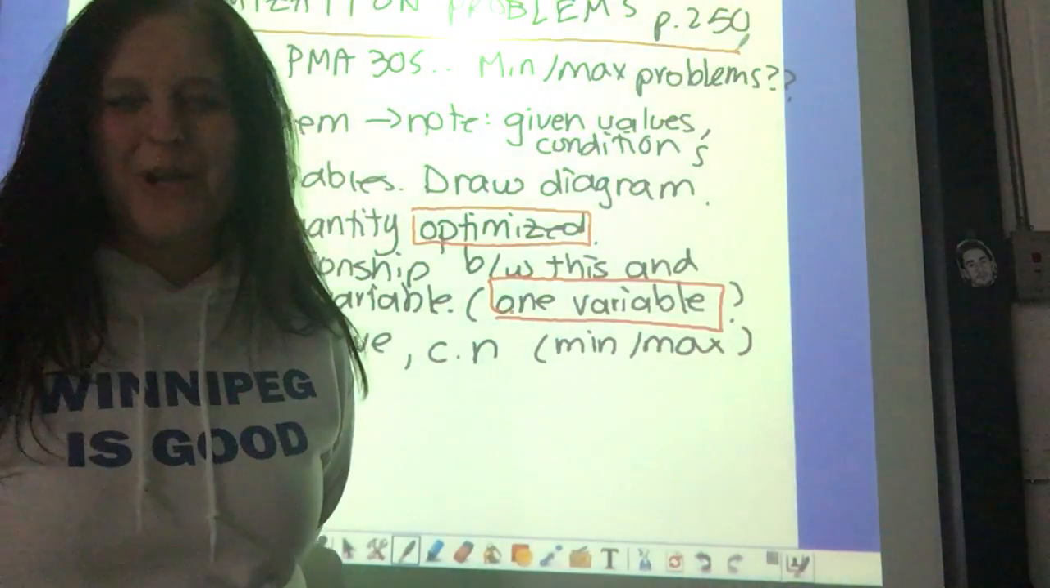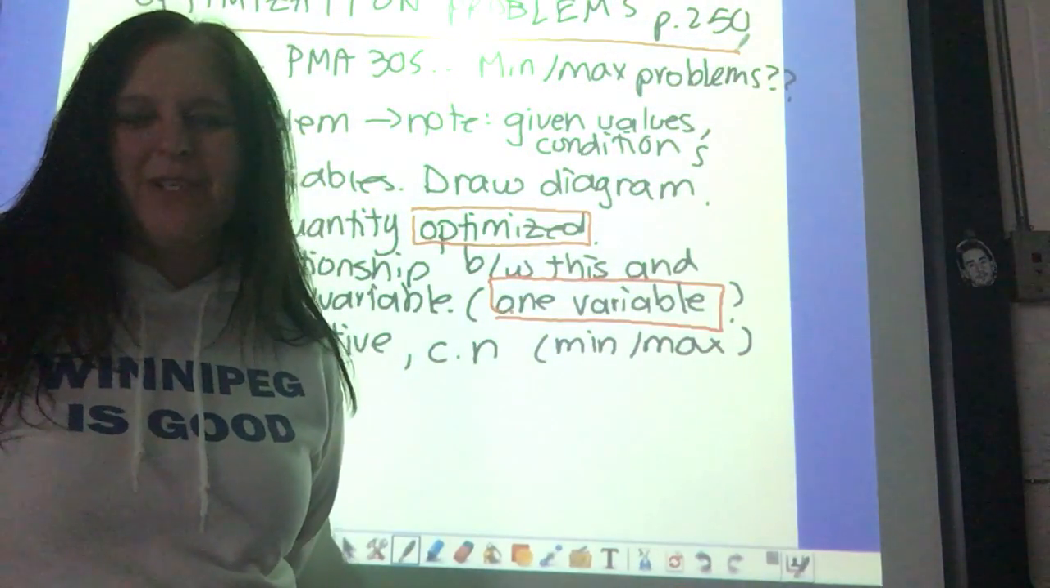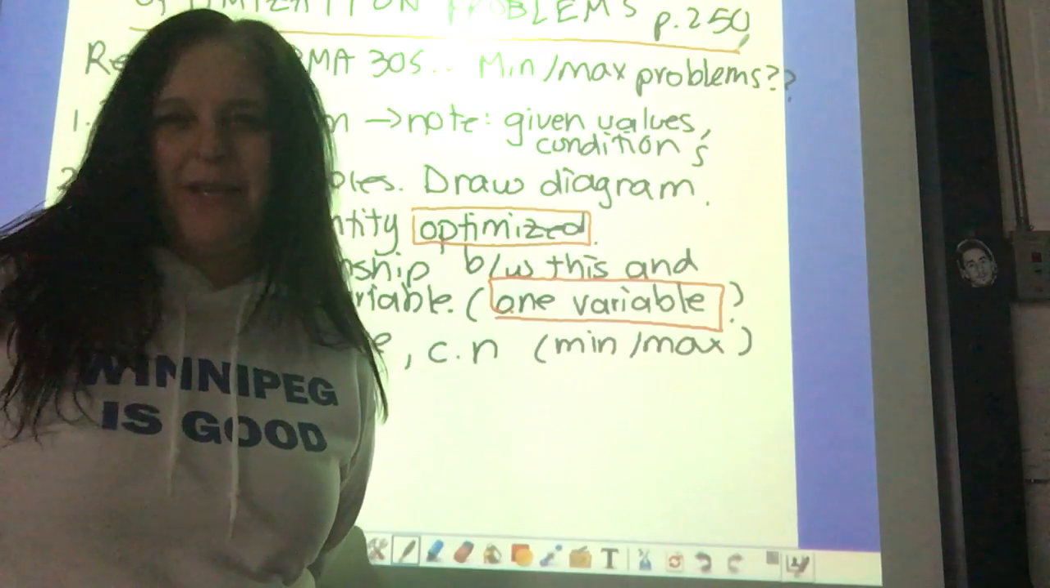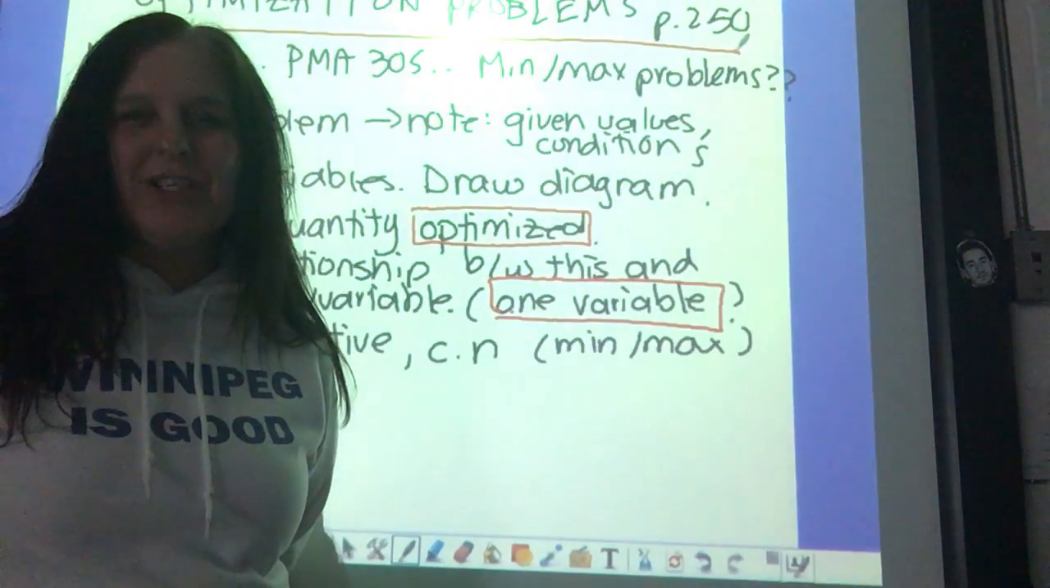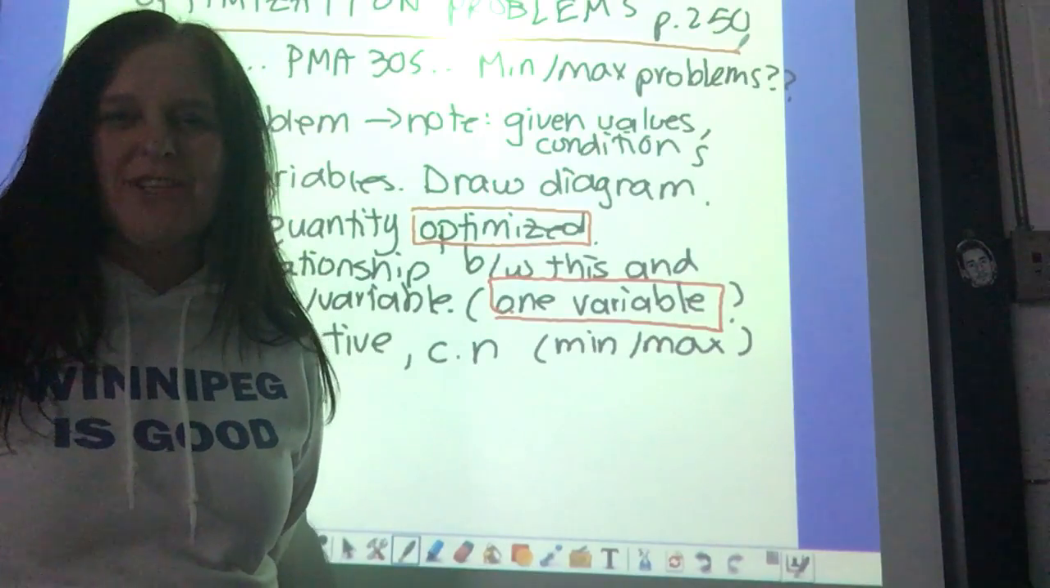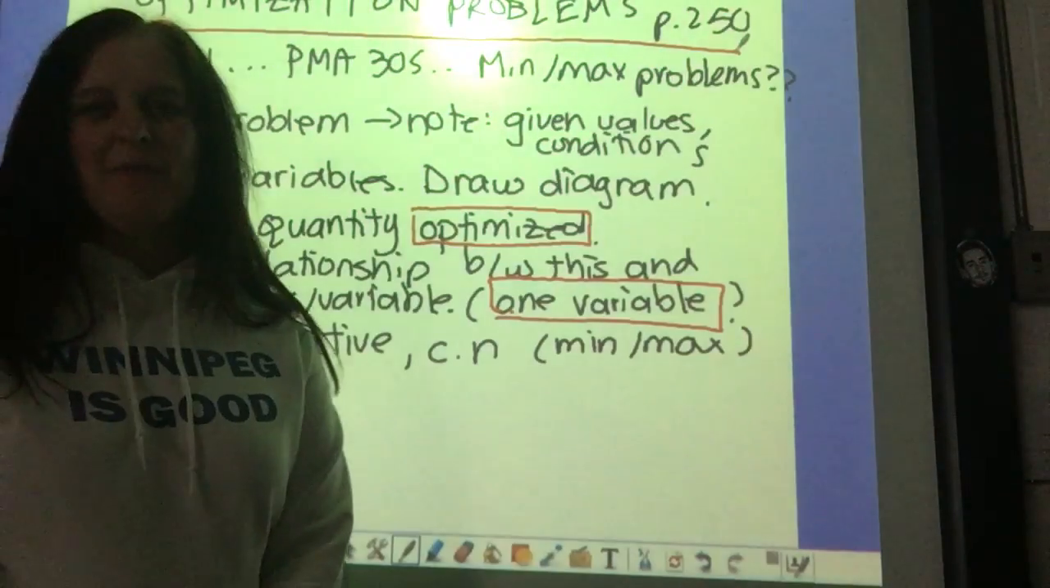Hello and welcome to our last topic in this derivatives unit. So we had our derivatives unit and then we've had several units on applications of derivatives. We just got through the curve sketching unit, so we spent several weeks on curve sketching. Now we have one final topic, which is optimization problems.